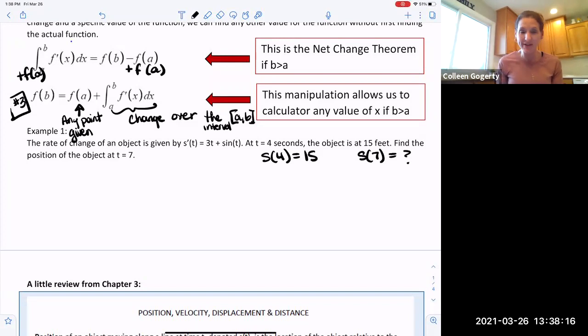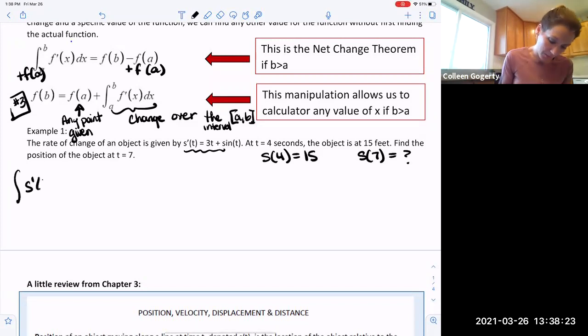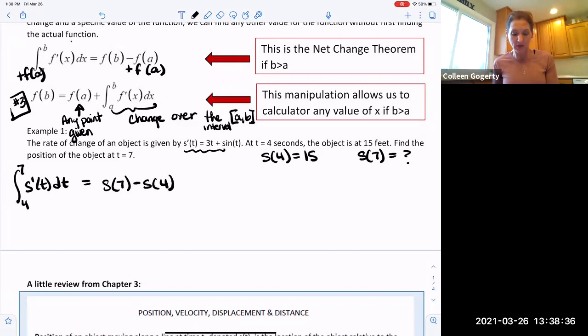Okay. Well, since they've given us the rate of change, which is sitting right here, we can use this to our benefit and say, well, we know from 4 to 7 seconds, we'd have to, sorry, I was writing the wrong number, s sub 7 minus s sub 4. All right, so think about what we've got here. Here is the accumulation of change. So how is the object moving?